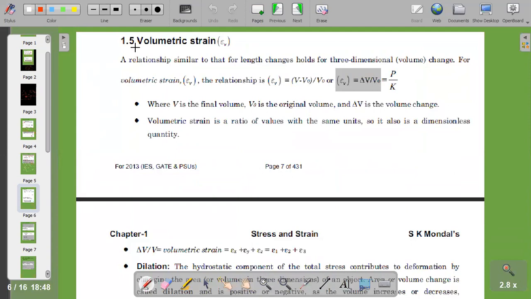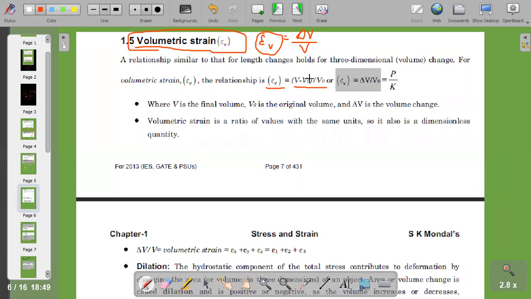Now, the third type of strain, volumetric strain. From volumetric strain, which is given by EV, it is clear that it is change in volume per unit original volume. Volumetric strain means change in volume by volume. This is clear from the name. Change in volume by volume, which is denoted by EV.